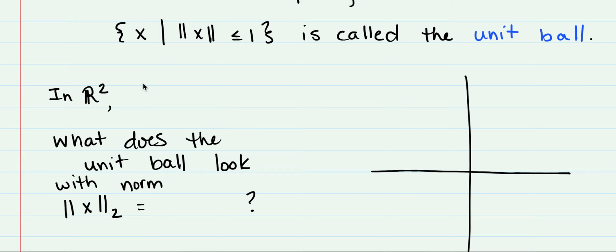For example, let's say we're in R2, because it's easy to draw and visualize what we're doing. What does the unit ball look like with the norm, just the regular inner product norm? So this is the sum, i equal to 1 to 2, of xi squared, and then we take the square root. What would that unit ball look like?